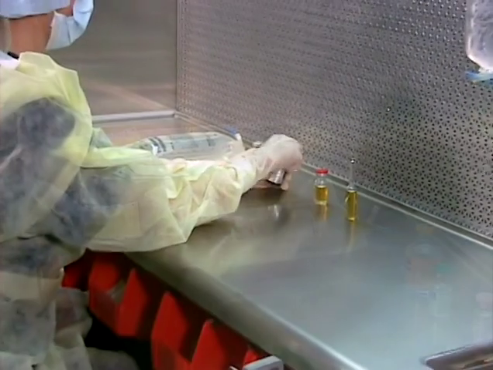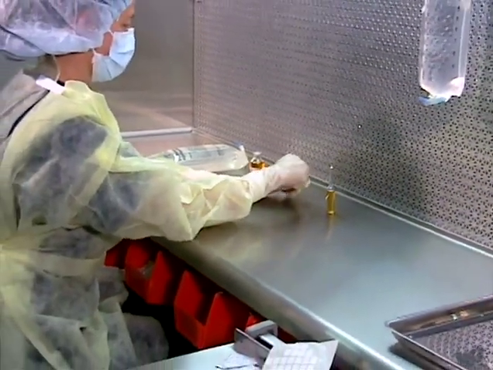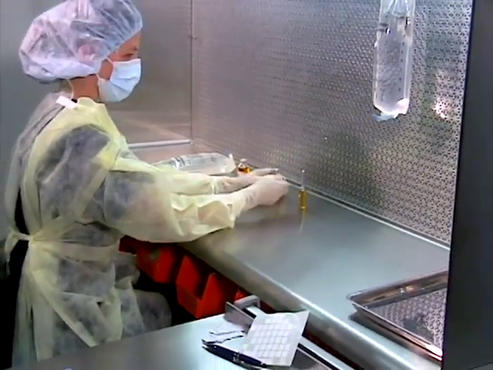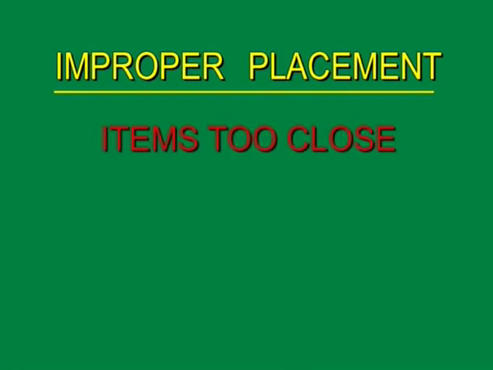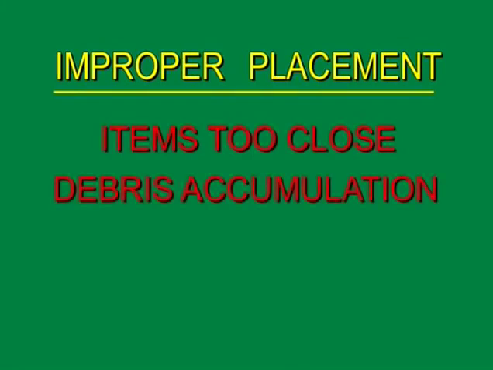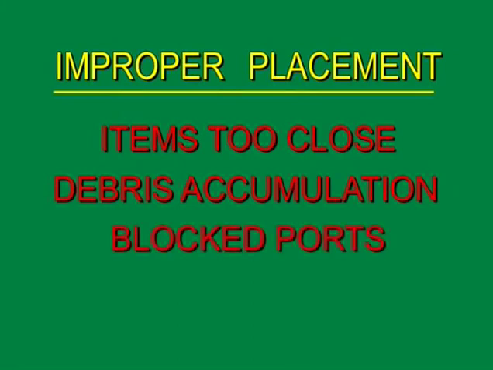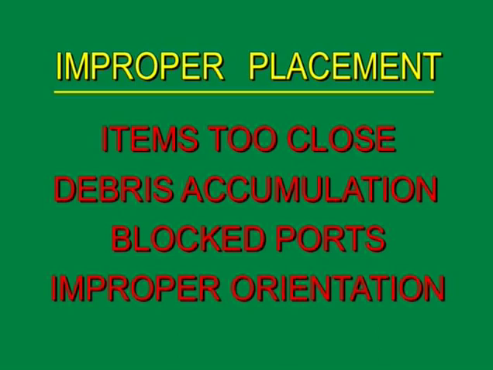Remove any flip-off caps and place the caps near the side of the hood on a tray to be used for the collection of compounding debris. The following are examples of improper placement of materials in the LFCB. Materials placed too close together, accumulation of debris with compounding materials, administration ports or other materials blocking first air, and additive ports facing the open end of the hood.